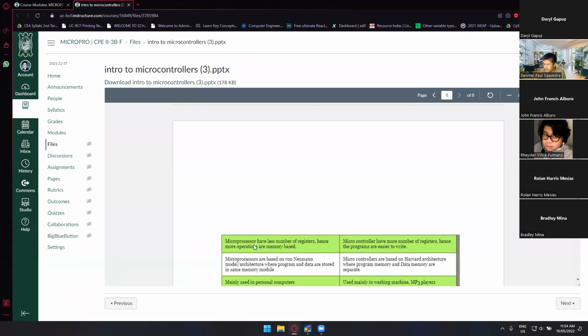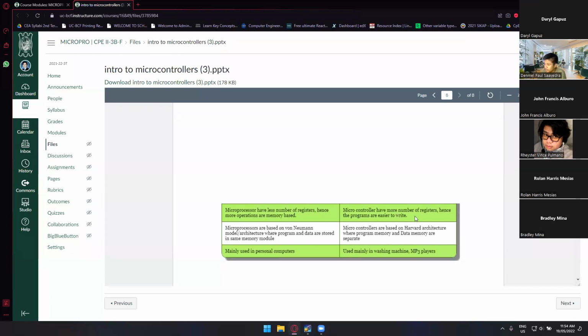A microprocessor has fewer registers, hence more operations are memory based. On the other hand, a microcontroller has more registers, hence the programs are easier to write. Microprocessors are based on the von Neumann architecture, where program and data are stored in the same memory module. The microcontroller is based on the Harvard architecture, where program memory and data memory are separated.